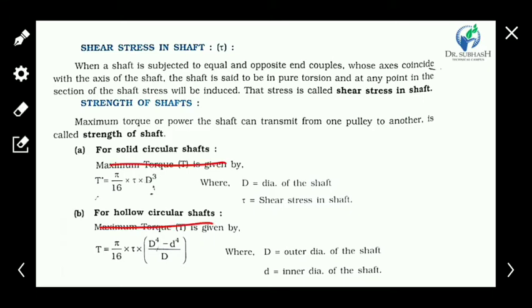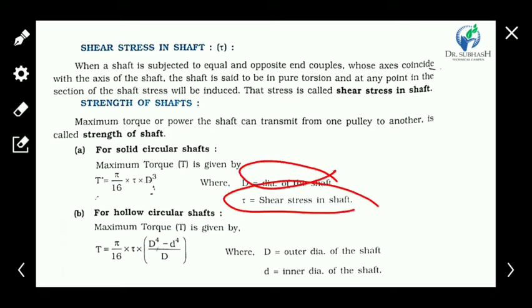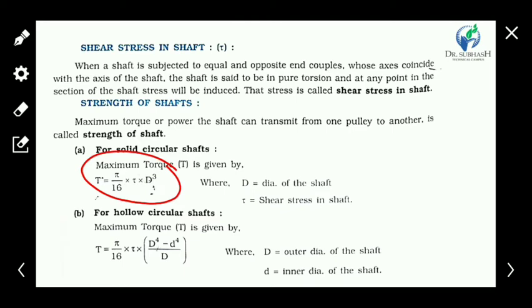Two types of shaft are there: solid shaft and hollow shaft. For these we have direct equations. These equations are derived in the designing of shaft, so we can directly use this equation for maximum torque. The maximum torque transmitted by the shaft is T equal to pi by 16 into shear stress tau into d raised to cube. d is the diameter of shaft and tau is the shear stress induced in the shaft. This equation is directly used.